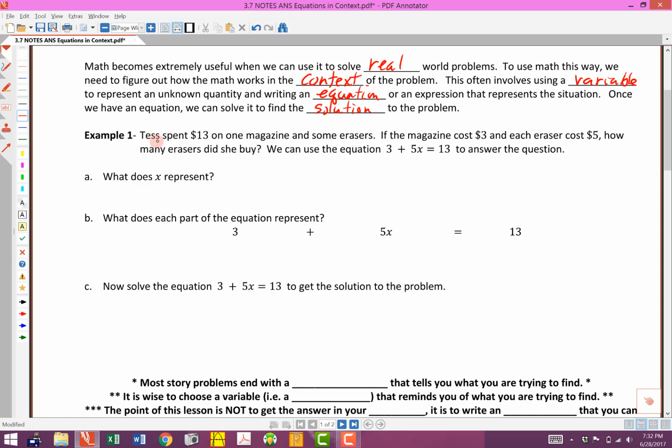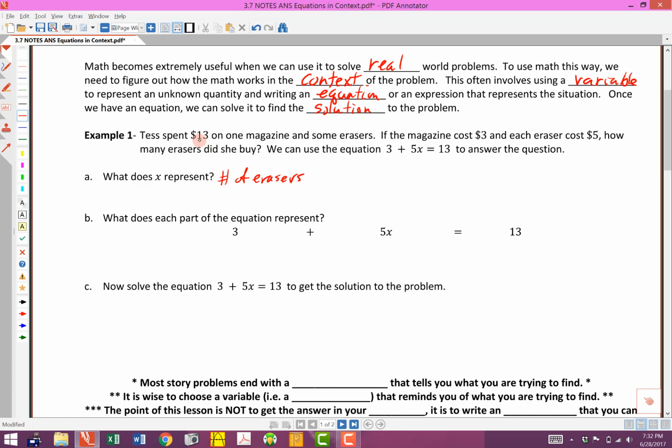Well, in the problem right here, it said she spent $13 on a magazine and some erasers. The magazine was $3 and the erasers were $5 each. How many erasers did she buy? Well, this is what we don't know. We don't know how many erasers she bought. So x represents the number of erasers. And then it says, what does each part of the equation represent? Well, let's see. 3 plus 5x equals 13.